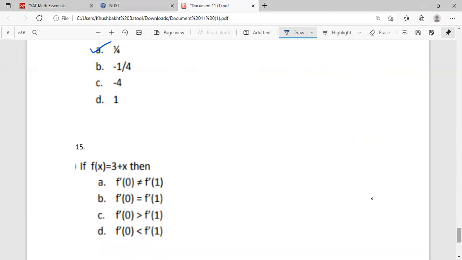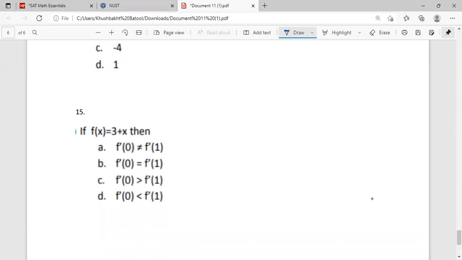And finally, we have the 15th question. That is the last question for today. If f of x is 3 plus x, then. Now here we can see that every option has a derivative. Let's find the derivative of this function. If f of x is 3 plus x, the derivative of f of x, f dash, would be 1. Derivative of 3 would be 0 and derivative of x would be 1.